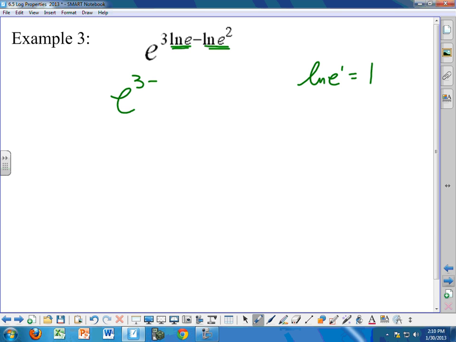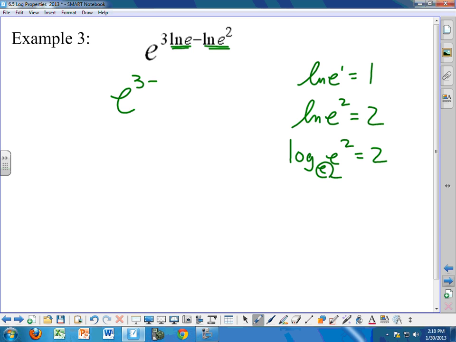Now, in the second case, you have to be very careful because that too is a power of e. So that's going to actually look like this. The natural log of e squared is equal to 2 because log base e of e squared, you ask yourself again, what's the power of e?